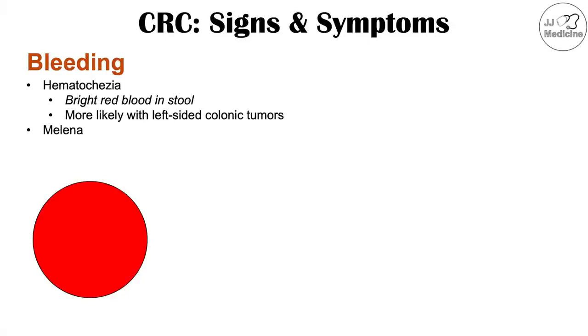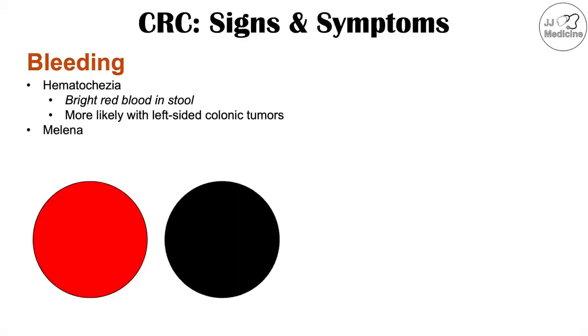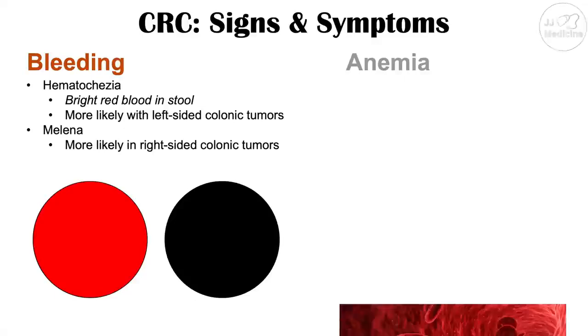Melena can also occur with colorectal cancer as well. Melena is going to be a black, tarry, and smelly stool. This is more likely to occur in right-sided colonic tumors if it does occur. The reason is because it gives colonic bacteria more time to digest that blood. So if the tumor is on the right side of the colon, that bleeding may be a slow bleed. It allows bacteria to digest that blood, and then the blood will come out as a black and tarry, smelly stool, so melena. And then with the bleeding comes anemia.